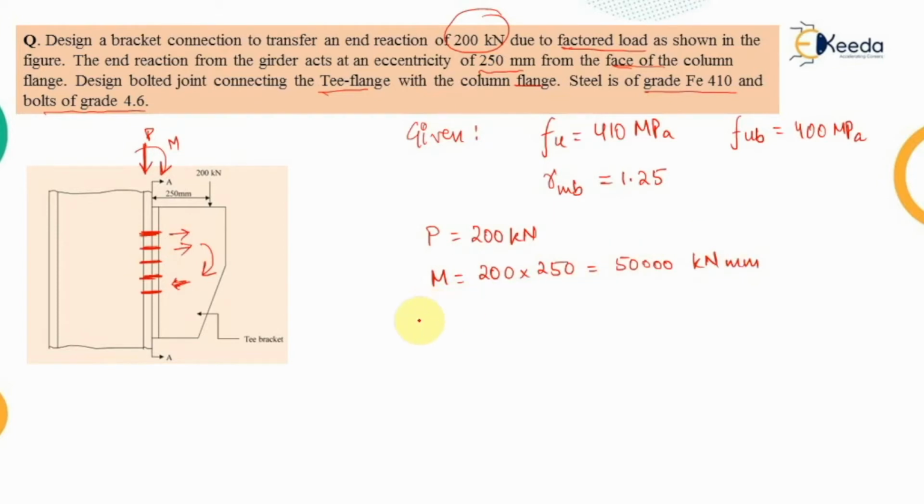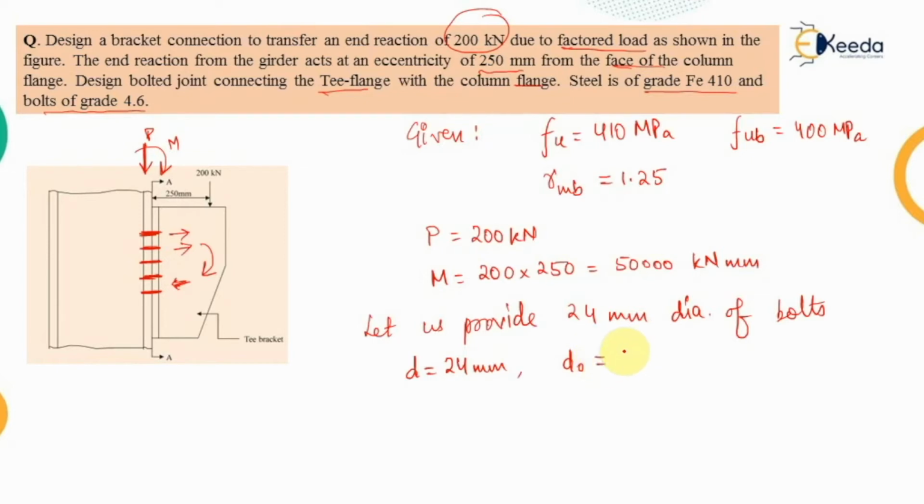Now based upon the diameter of the bolt that we need to assume, let us provide a 24 dia bolt, because this is a heavy connection, therefore we are choosing a higher diameter of the bolt. That means the value of d is 24 millimeter, therefore the diameter of the hole, d naught, will be 24 plus 2, that is 26 millimeter.